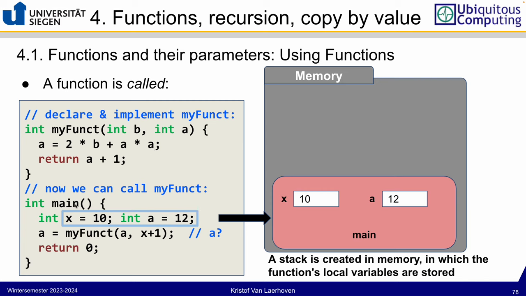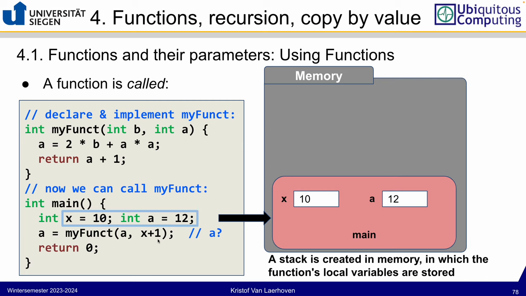And in our main function, we have two integers that we define over here. We could have just used a comma here as well. We have a variable x, we have a variable a, and then we put into a the output of myFunct, where we use as the two parameters of that function, which are just variables, the value of a and the value of x plus one.